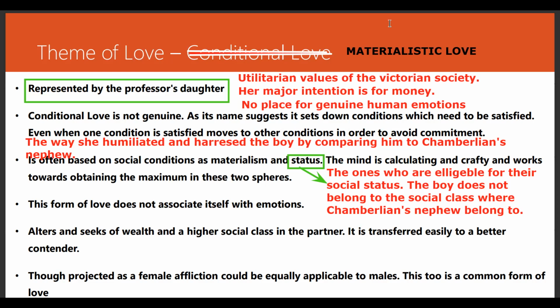Number one, the boy is a stupid fellow. That is true. There is no doubt about that. On the other hand, the girl also belongs to the high class, right? The professor's daughter. So professor is kind of an educated person. So obviously, he is much better and much richer than the boy, right? So the problem that we have to discuss here is that even if the boy had that kind of social status, he would do the same thing, right?